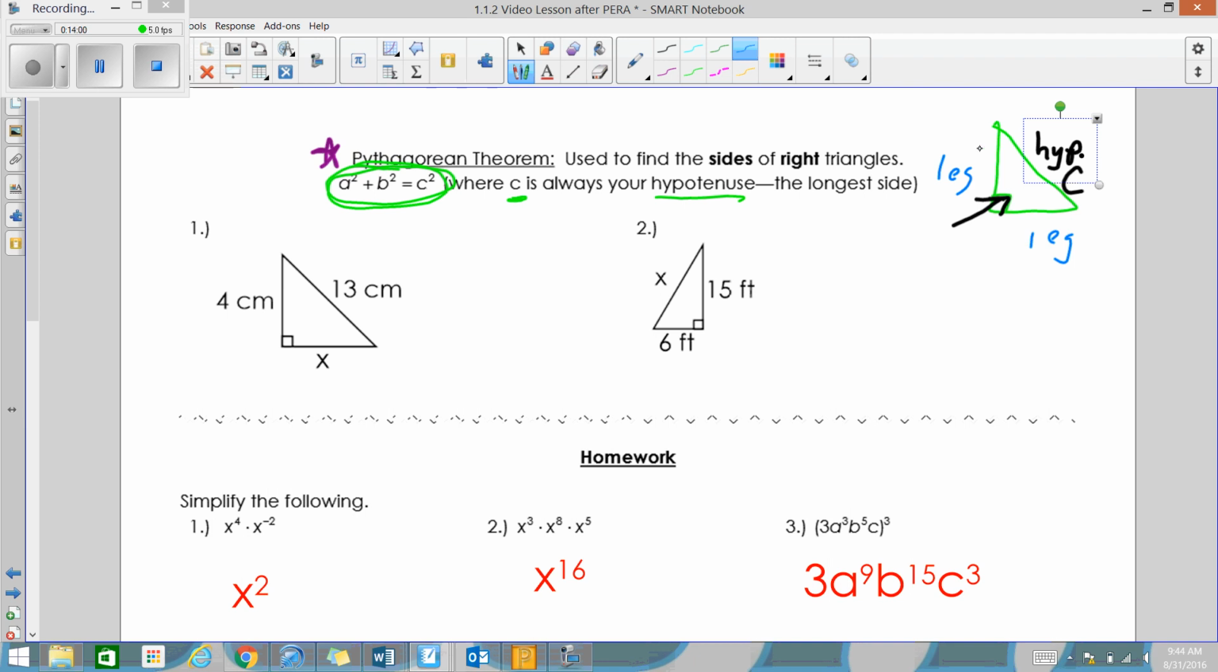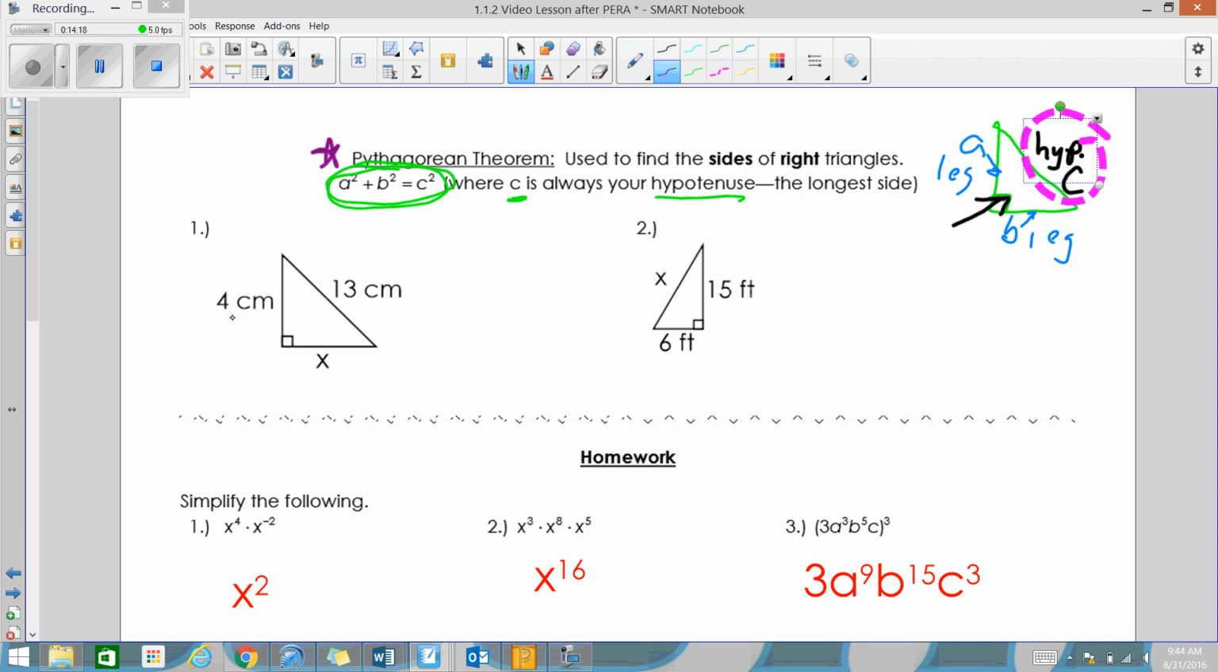They're both legs, so it doesn't matter which one you call A and which one you call B. You just need to make sure that you know where C is. C is always across from your right angle. So how I do these problems, all right?